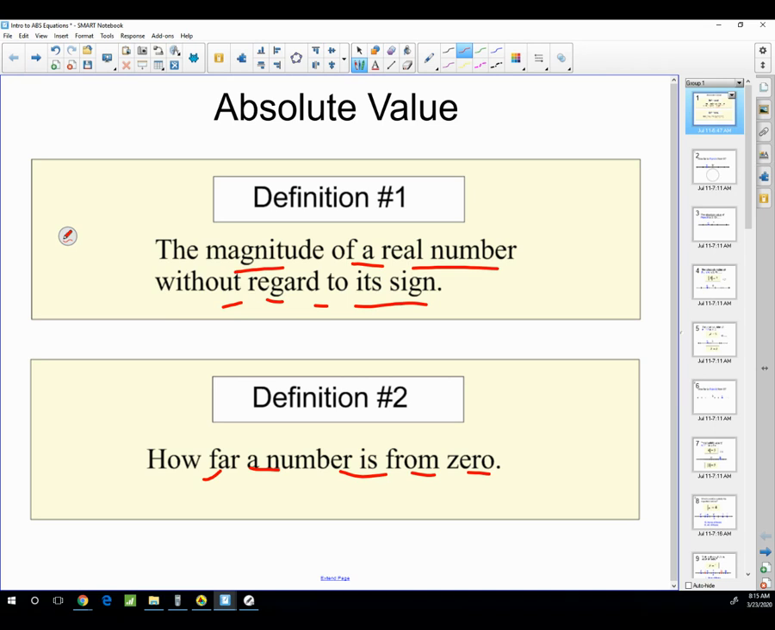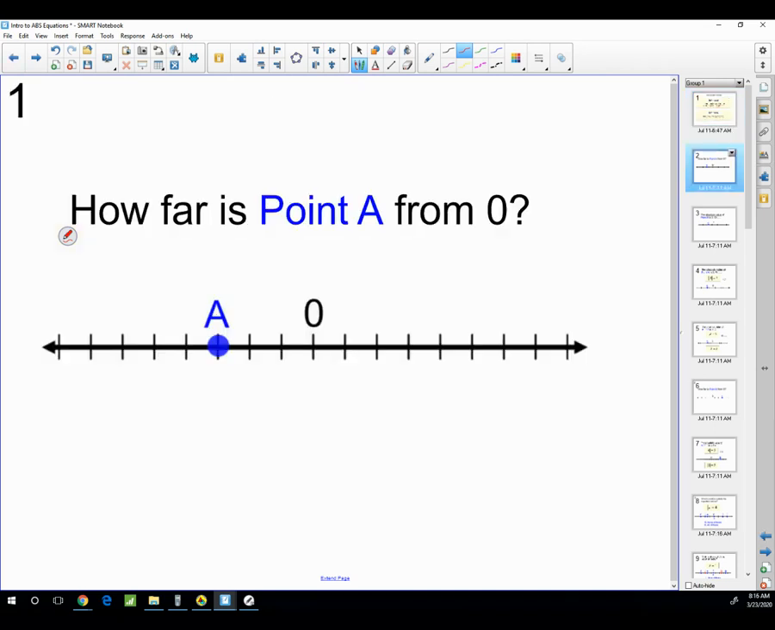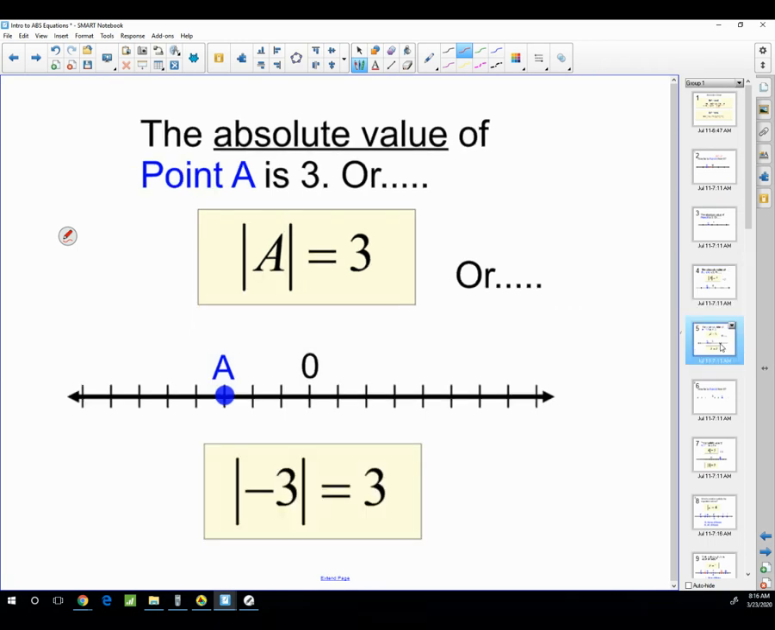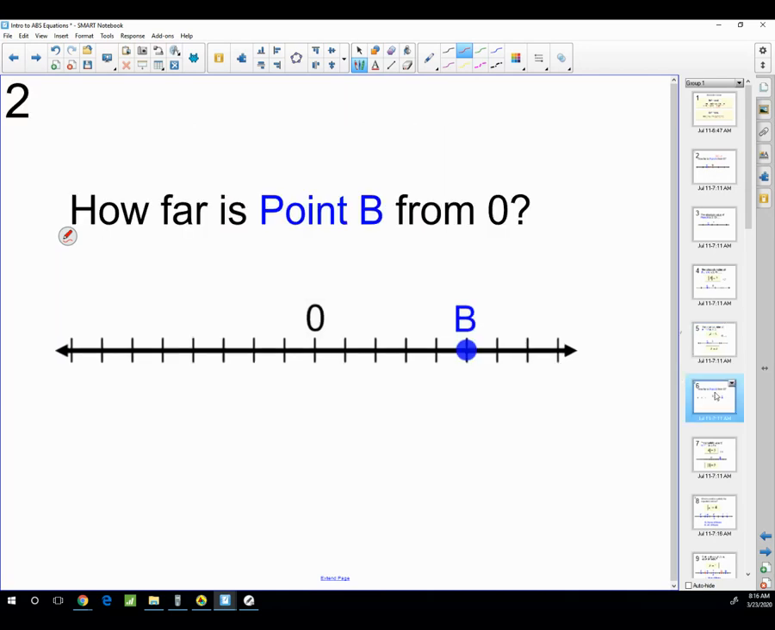So let's look at a couple. The absolute value of point A is 1, 2, 3. Now, the coordinate of point A is -3, but the absolute value of A is 3. So we could do this on a number line, and we will. We just said that the absolute value of point A is 3. And again, this is how far point B is from 0. That's the absolute value of point B: 1, 2, 3, 4, 5, which is 5.